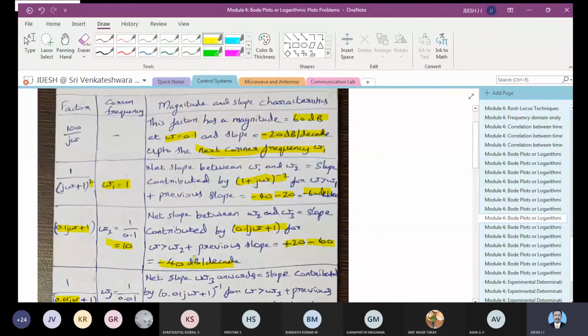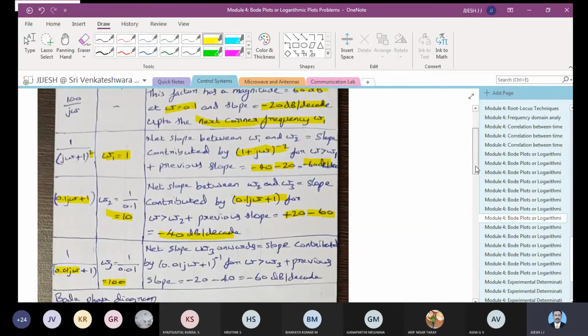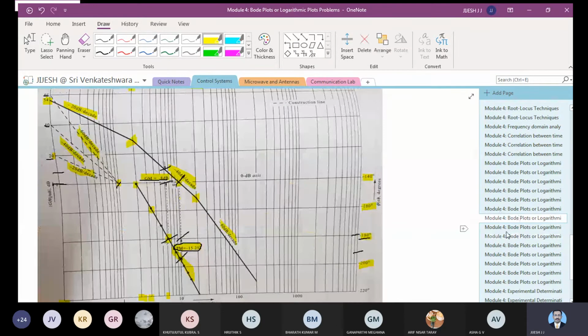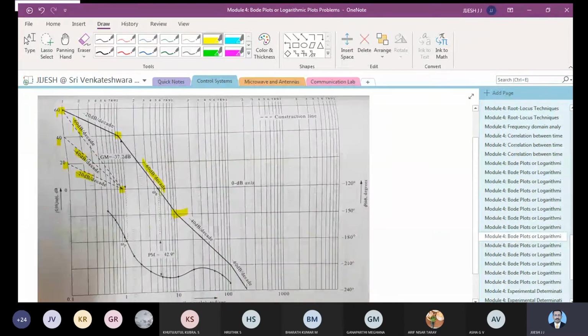This has to continue till where? Until the next corner frequency. What is the next corner frequency? That is 100, omega is equal to 100. So this minus 40 slope has to continue till 100. So you can see that from here the minus 40 dB slope will continue till this point, 100. So that you will get.